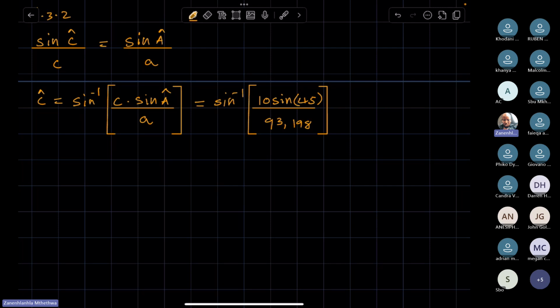And what do you get here? What is C equal to? The angle C. What is this equal to? 43.51. Yes, 43.51 degrees.